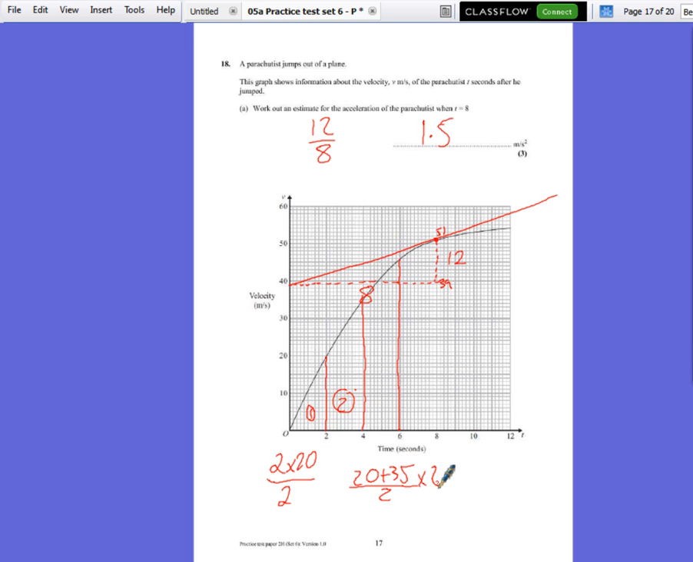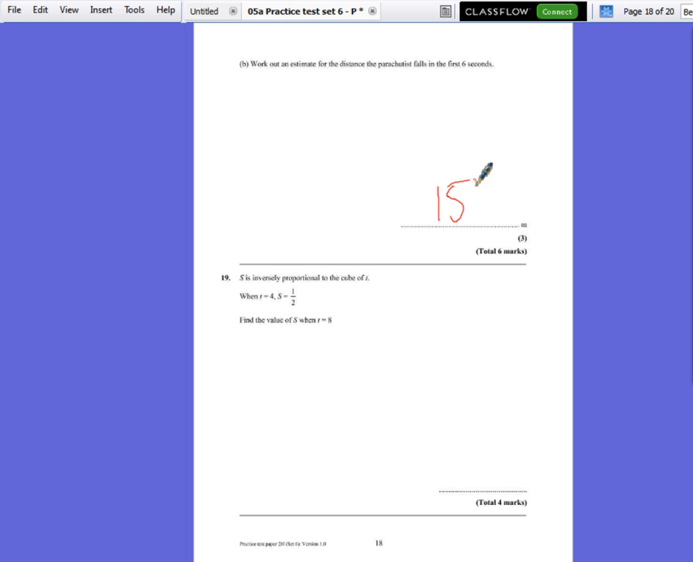And then for the third shape, the height of that one is 35. The height of the right hand side is 46, so it'll be 35 plus 46 over 2 times the distance between them, which again is 2. And if we work out the area of all of those, that will be 20 for the first one, 55 for the second one, and 81 for the third one. And if we add those up, that's 156 metres. So 156 metres.